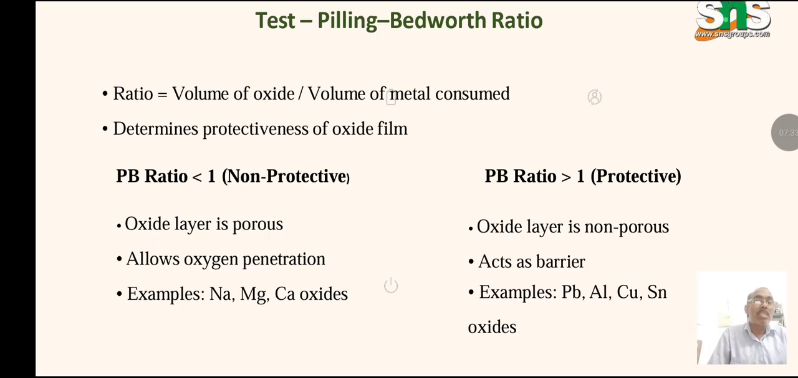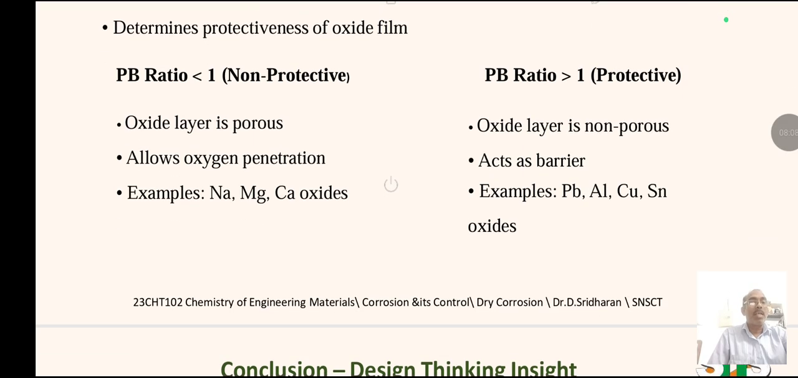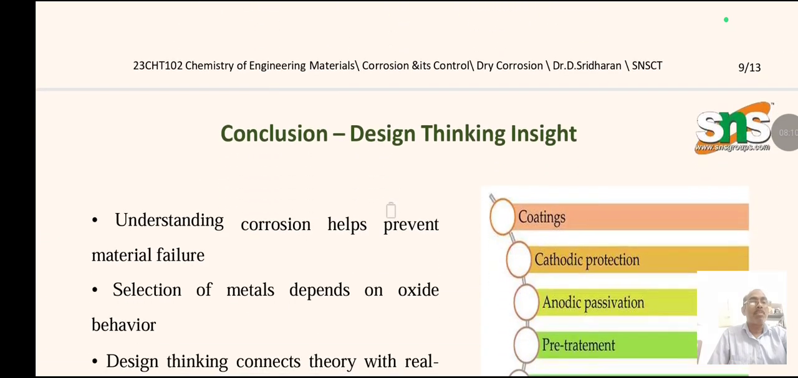In the non-protective case, the oxide layer is porous and allows oxygen penetration, as with alkaline earth metals and alkali metals like sodium, magnesium, and calcium. Whereas a Pilling-Bedworth ratio greater than 1 is highly protective. It is observed for heavy metals like lead, aluminum, copper, and tin on the surface, and this oxide is non-porous.